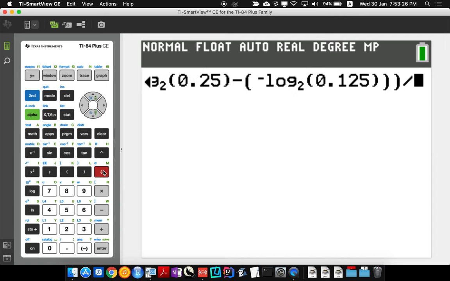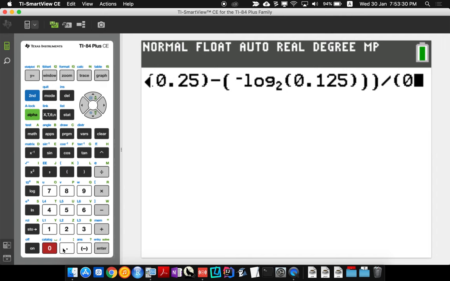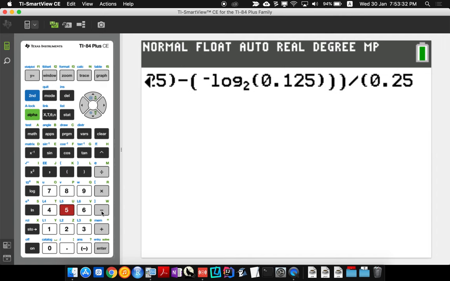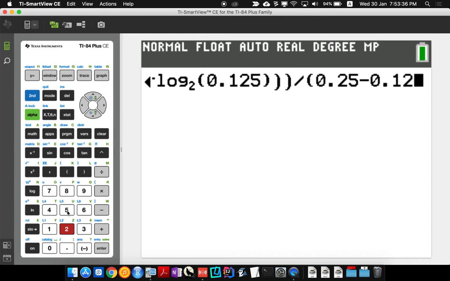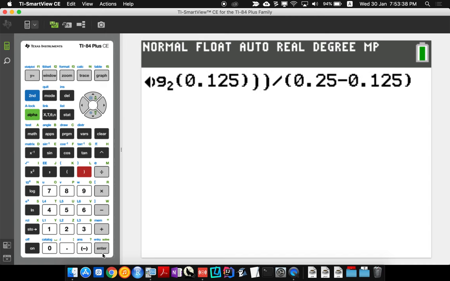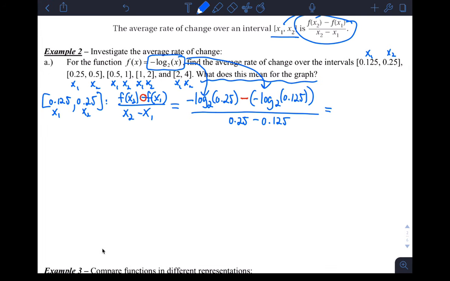And then divide by, put this in parentheses again, 0.25 minus 0.125. And if we do that, we get an answer, which is negative 8, which is correct. So this is equal to negative 8. That seems like a lot of work. We're going to do it for a lot of intervals. But once you've got it in your calculator, you just change a few numbers, and it's actually not that bad.